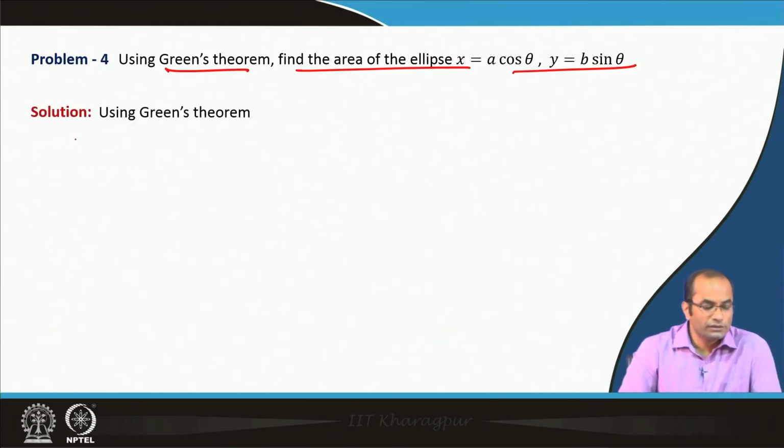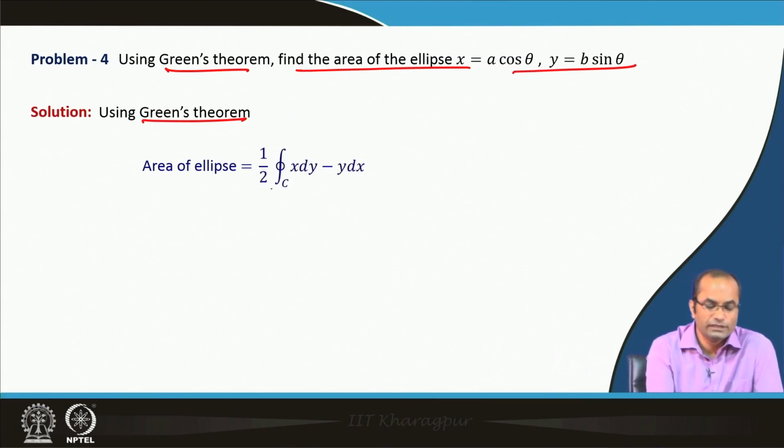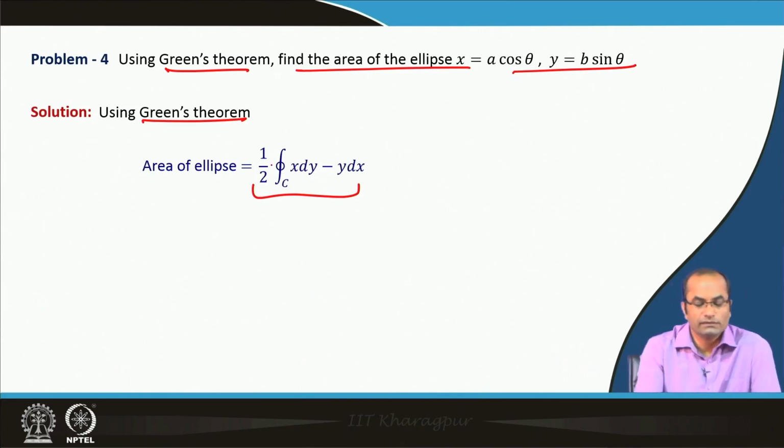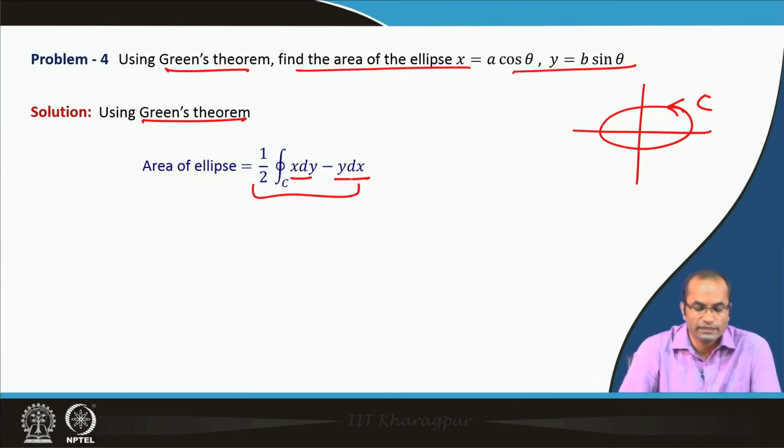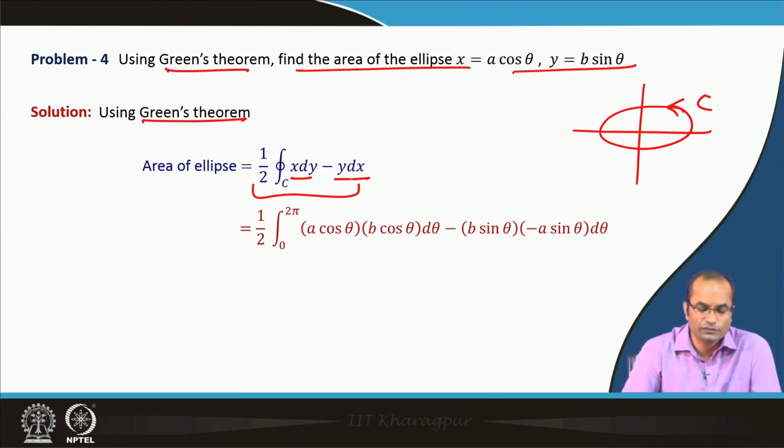So, here is the solution using Green's theorem. For the area of the ellipse, in the previous example we have seen that the area can be computed with this integral, half the closed integral over C, where in this case we have this ellipse. So, that is our C here. So, we will do this integral of x dy minus y dx. So, let us just do this line integral directly.